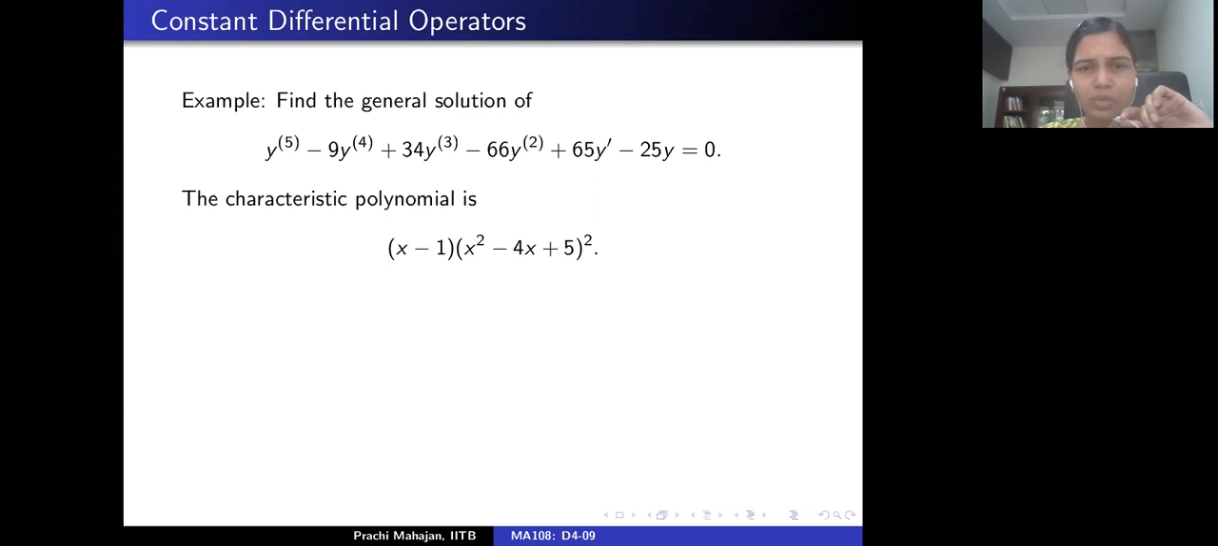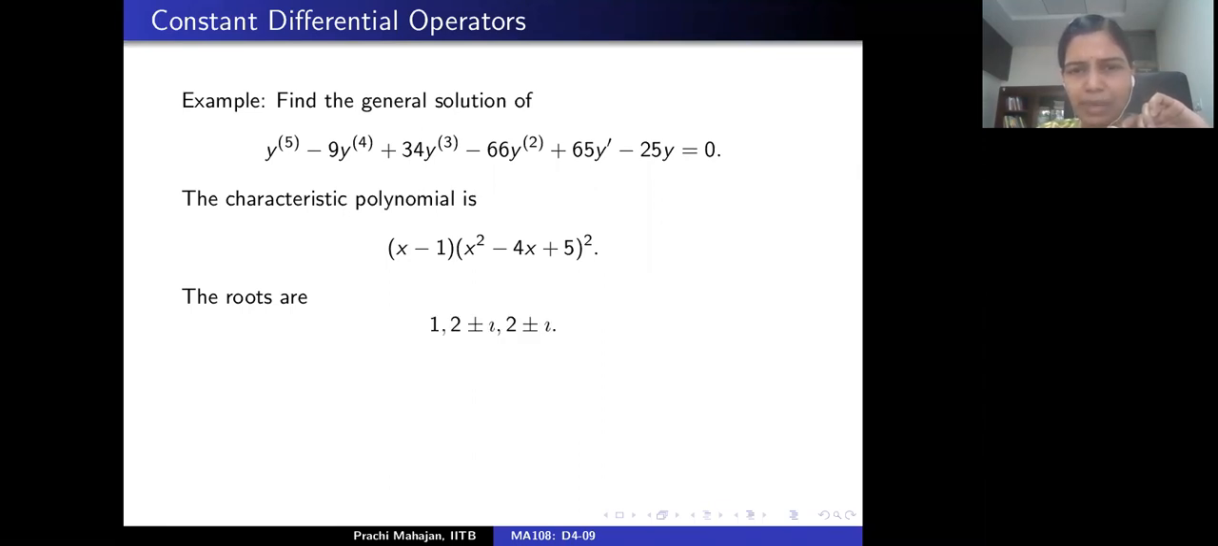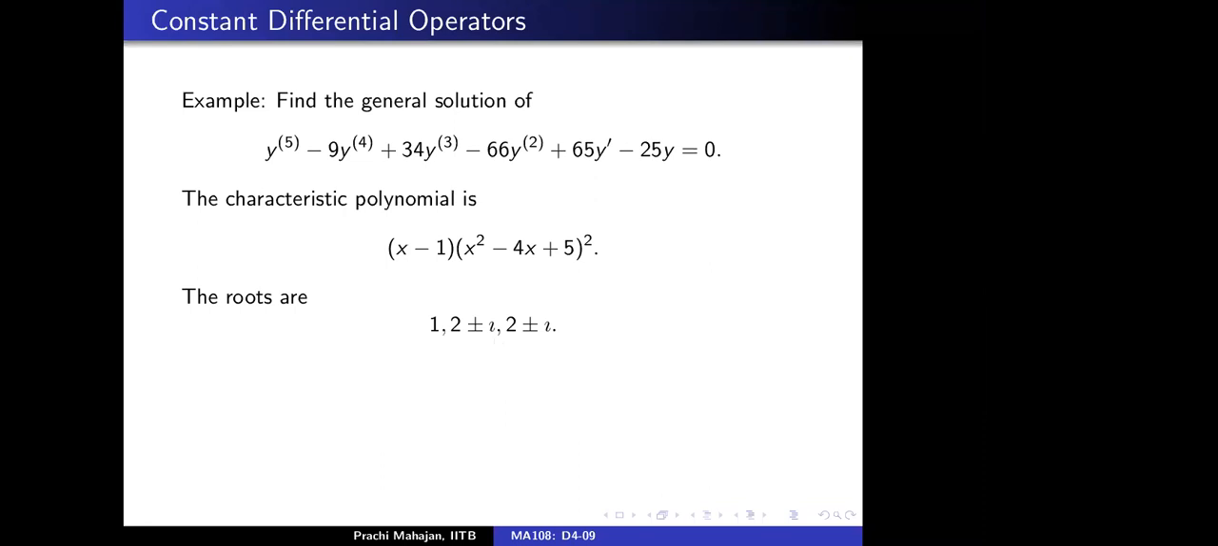Having factorized this characteristic polynomial, one can readily read the roots, which are 1 and 2 plus minus iota, correct? And this root 2 plus minus iota has multiplicity 2, correct? Yes, ma'am. So what would be the general solution in this case?